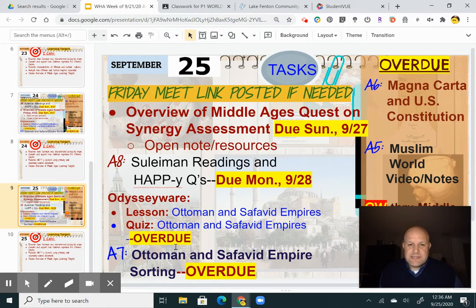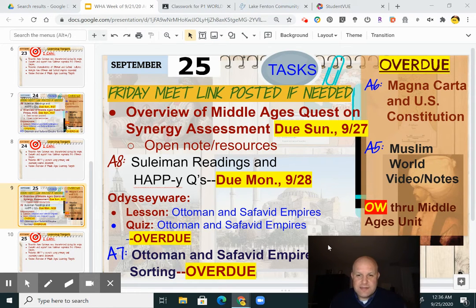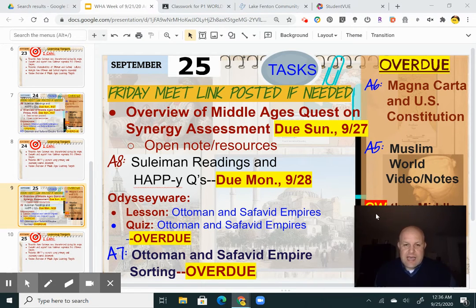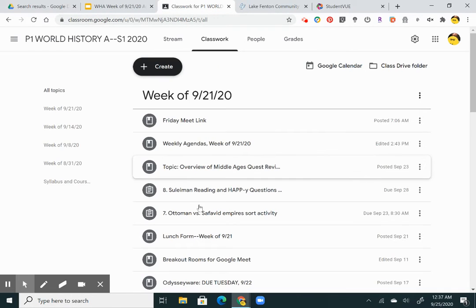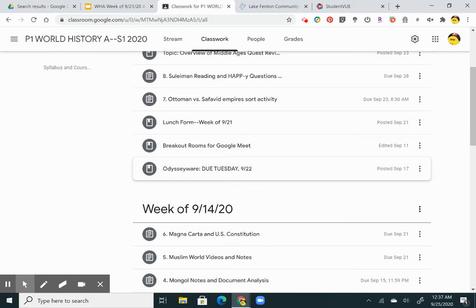The Odysseyware is now overdue. All of the Odysseyware should be completed for this particular unit, through the Middle Ages unit, and then the Ottomans half of it. I explained in class about logging into Odysseyware, and I'm going to hide myself here so you can look at your resources if you'd like.